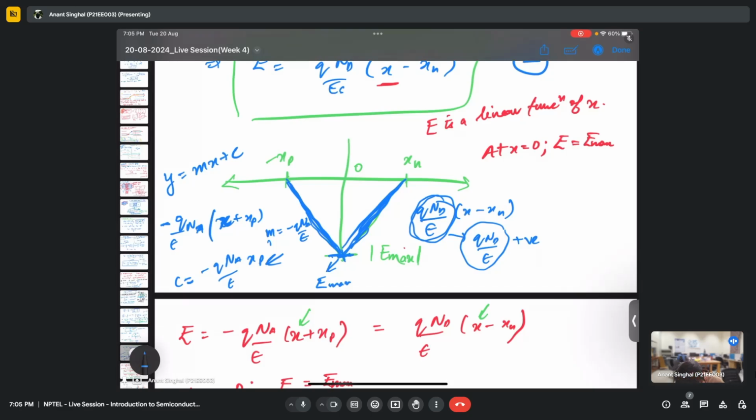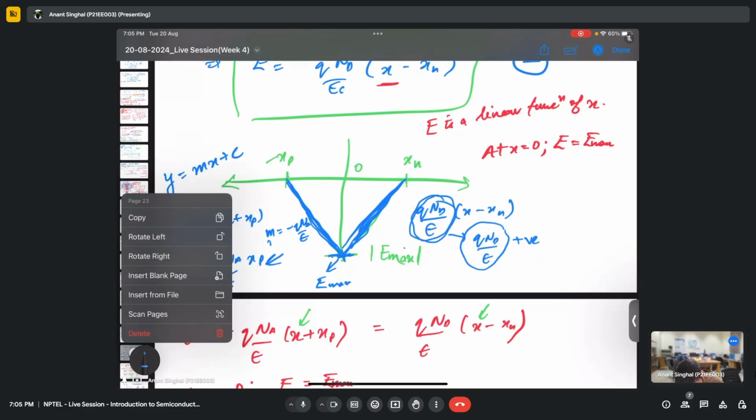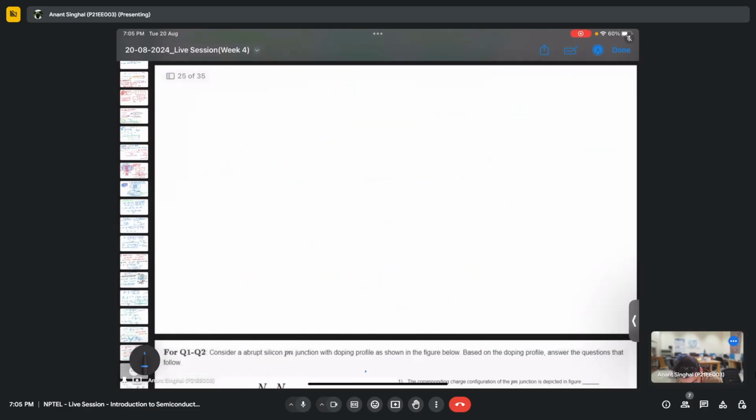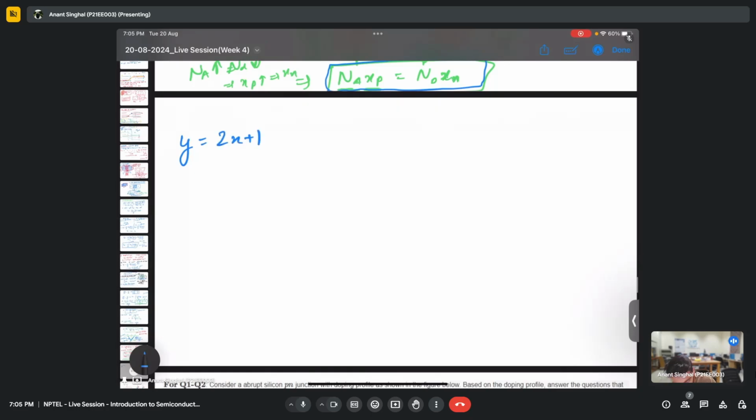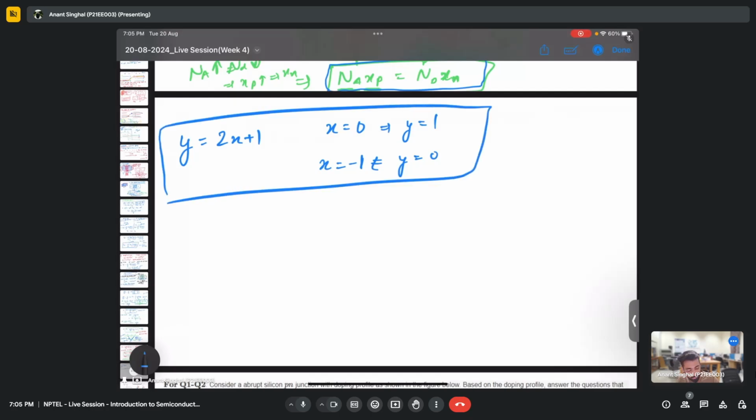I can explain with a very simple math example. Let's say we have the equation y equals 2x plus 1. At x equals 0, we have y equals 1. And at y equals 0, we have x equals minus 1 by 2. When I put x as 0, y comes out to be 1, and when I put y as 0, x comes out to be minus 1 by 2. Does it make sense?